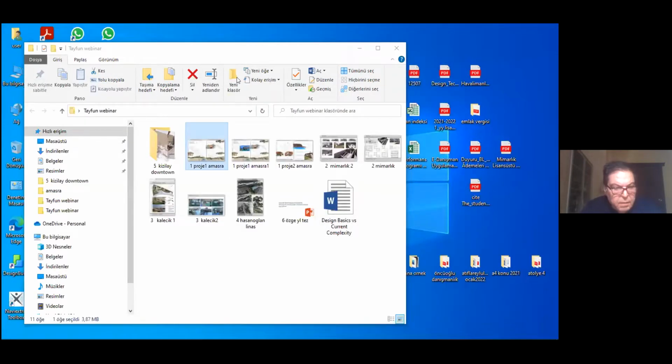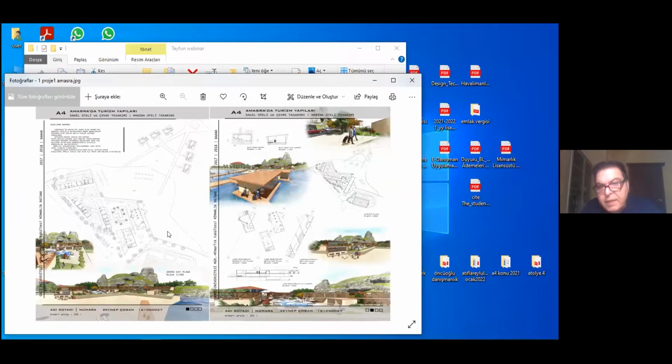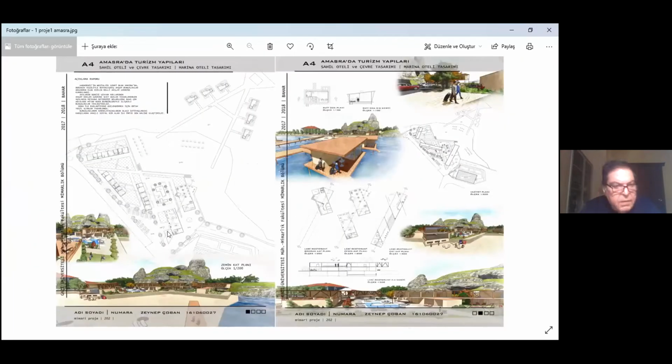This is our second class student, and the design title is Beach Hotel and Bungalows in Amasra. Amasra is a Black Sea coast town in the north of Turkey, a very touristic area.